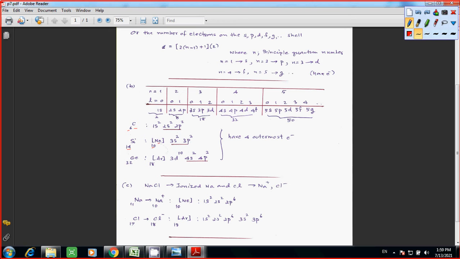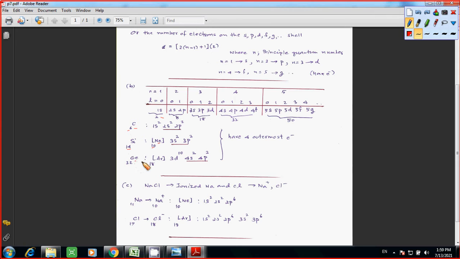Okay, for Ne, you can write the configuration as you want to make 10, right? So Ne is going to be 1s2, 2s2, and 2p6. That gives you 10. Simply, this is the simple way to write the configuration of our silicon.